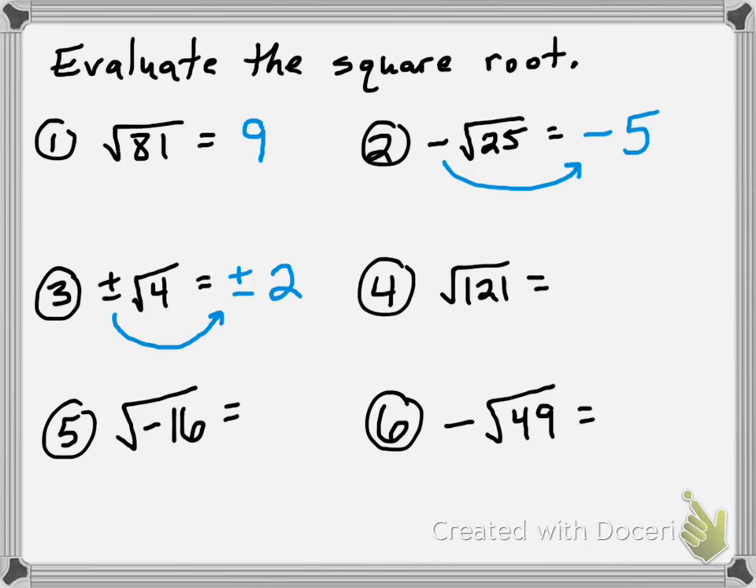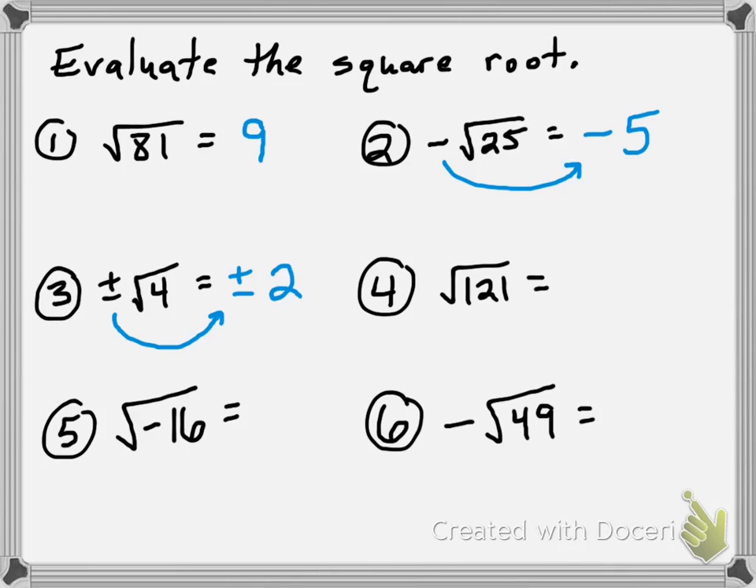So basically, all you're doing is, if there's a symbol or a sign in front of the radical, then you put that symbol or sign in front of your answer. There's a negative there, I put a negative there. There's a plus or minus here, I put a plus or minus here. That's the simplistic explanation of it, because that's the answer it's looking for, so that's the answer you give.